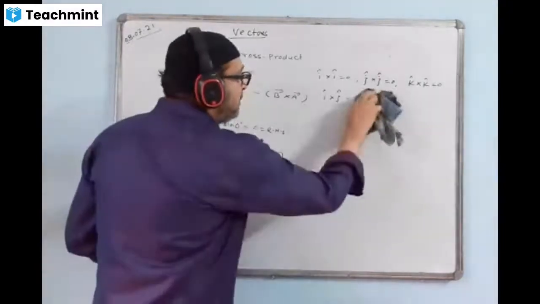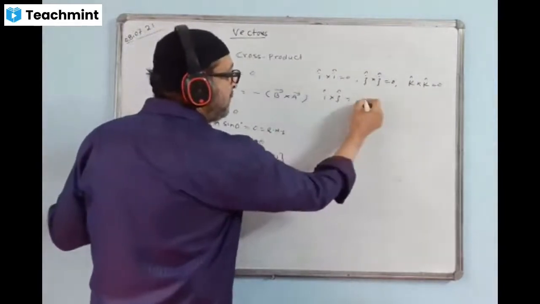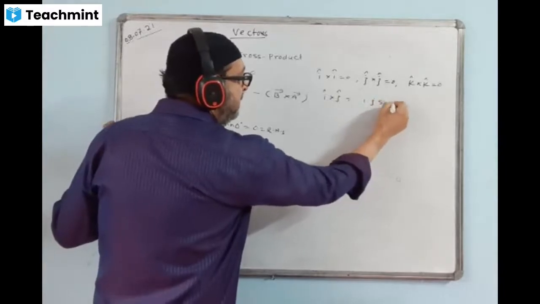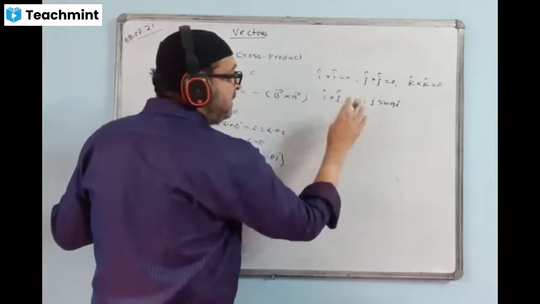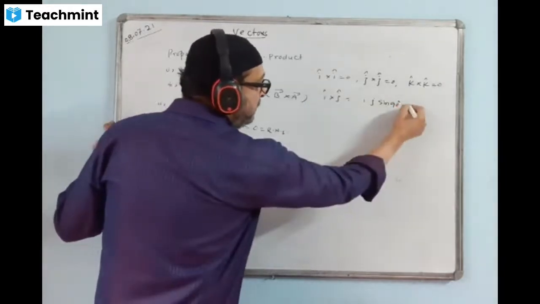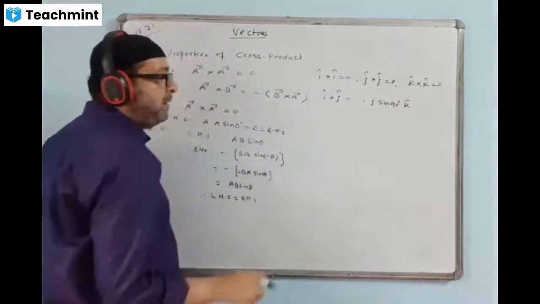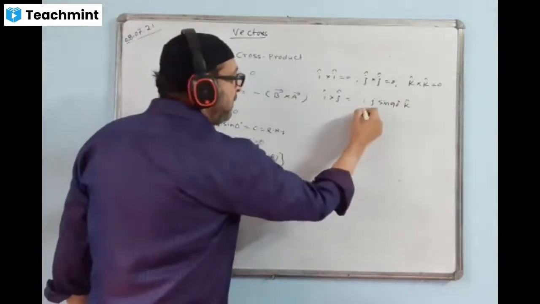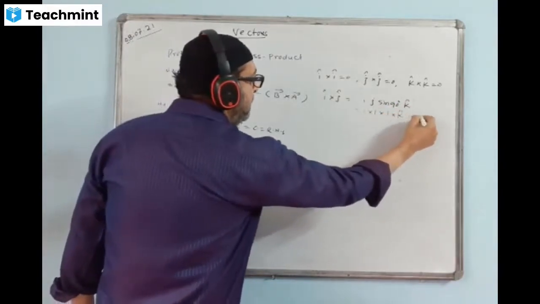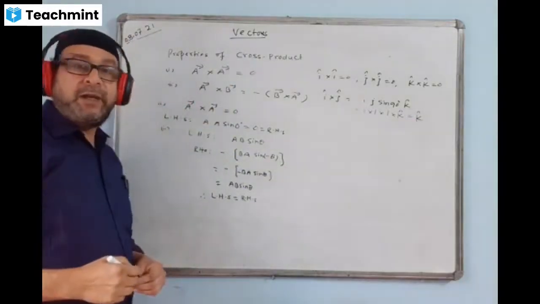But now, talking about i cross j, I'm supposed to write i, then j, and sine 90 degrees, because the angle between them is 90 degrees, perpendicular. i is the x axis, j is the y axis. And I'm supposed to write a unit vector that is perpendicular to both, like k. So sine 90 is 1, and this remains k. The k vector represents direction. That is, i cross j is equal to k.